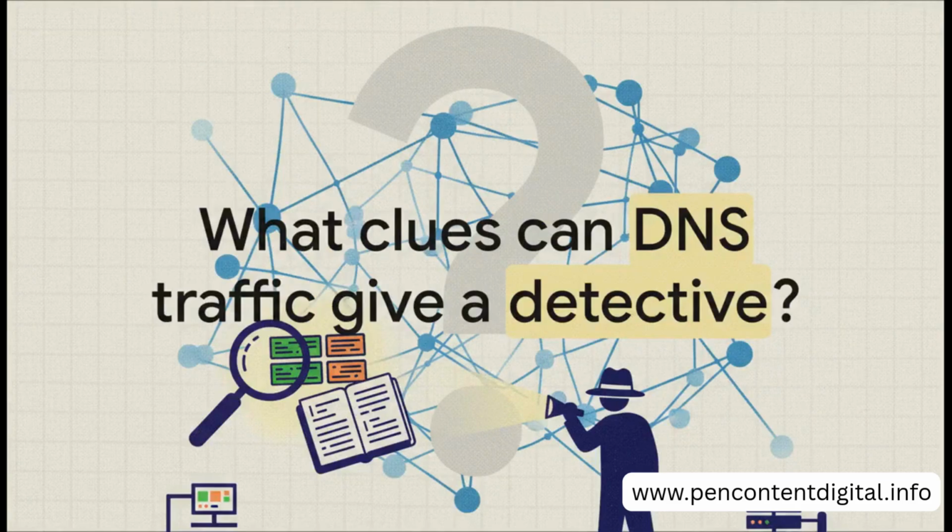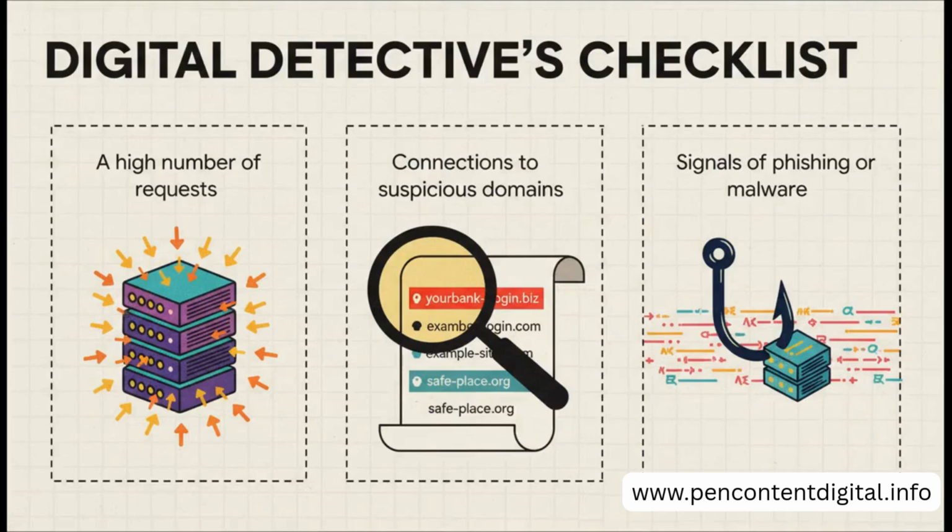So, putting our detective hats back on, how can we use this phone book against a bad guy? What kind of clues do you think an attacker might leave behind in those DNS logs? Well, it gives us a pretty clear checklist of red flags to look for.